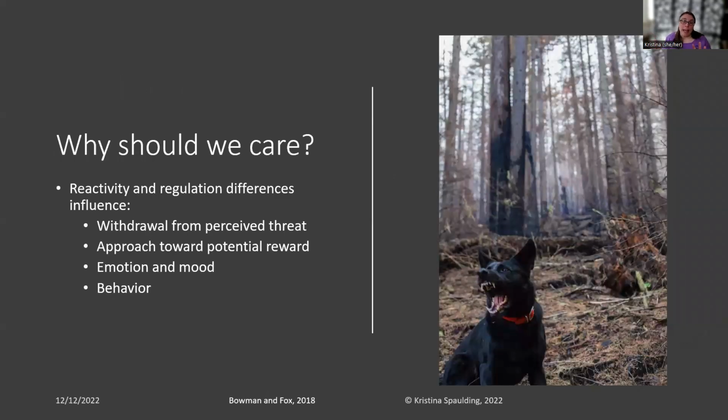So why do we care about all of this? Well, differences in reactivity and regulation often influence things like withdrawal from perceived threat, as well as approach to potential reward, emotion and mood, and of course, ultimately behavior. So all of these things are likely to have a really strong impact on the behavior of the animals that we are working with.